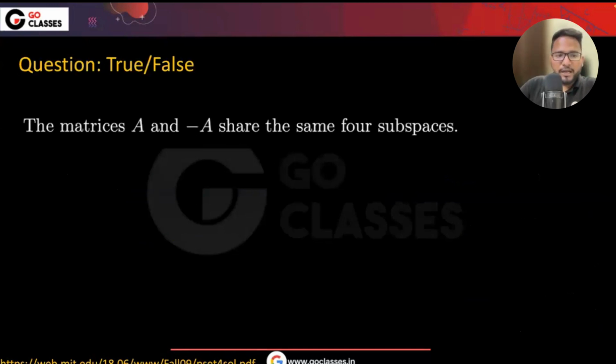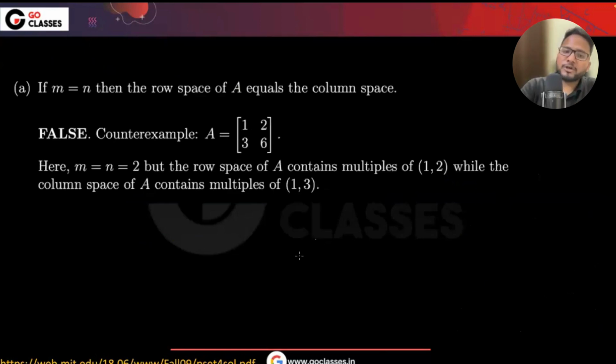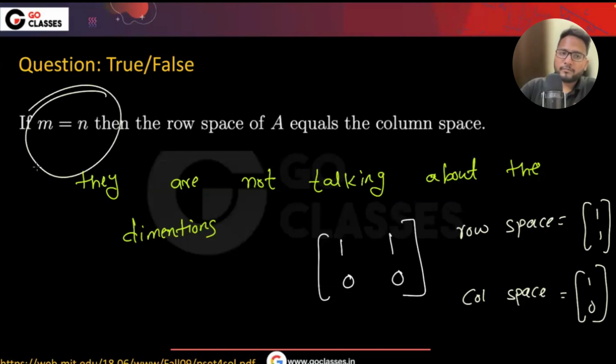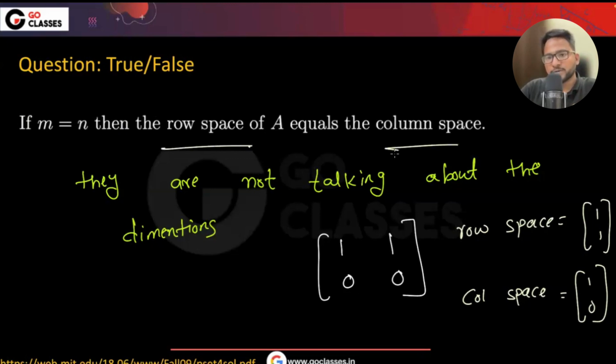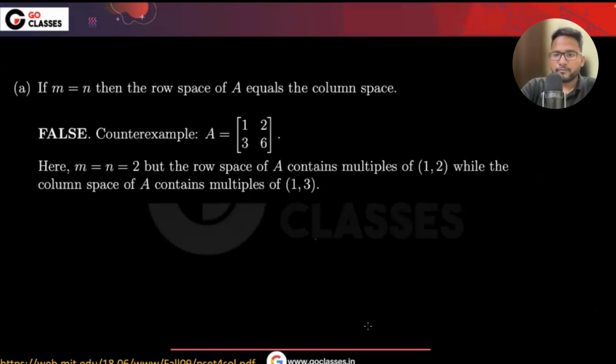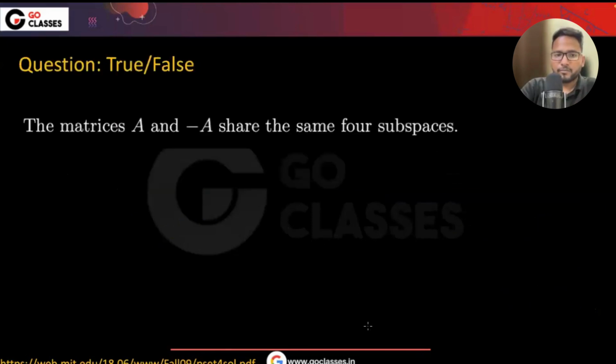Let's see this question again. I have taken this question from MIT. What they're saying: the matrices A and minus A share the same four subspaces. Yeah, dimensions are always the same. What about the dimension? Do you really need m equal to n for the dimension to be the same? No, right? The dimension of the row space and the dimension of the column space are always the same, which is the rank of the matrix.